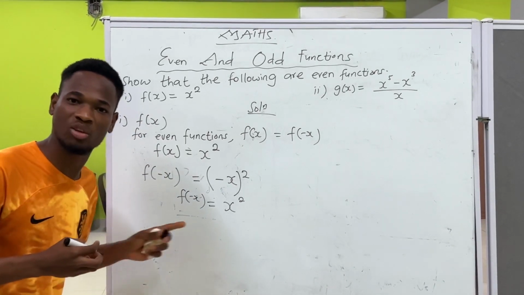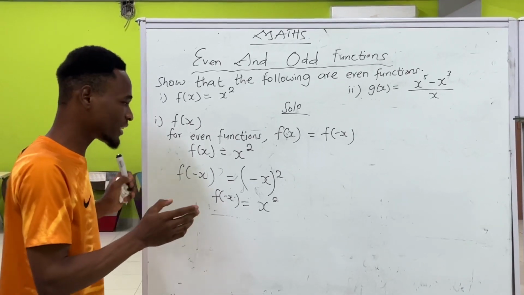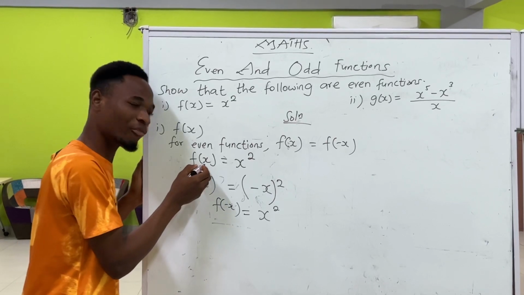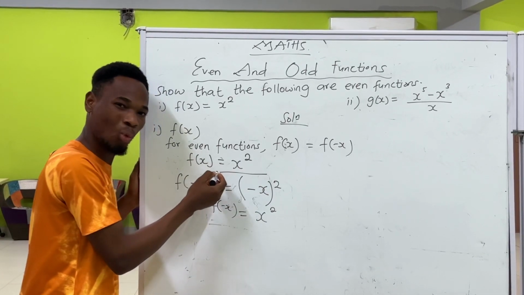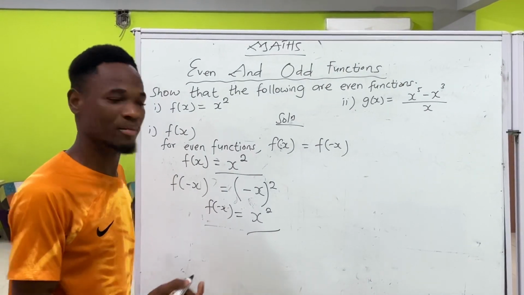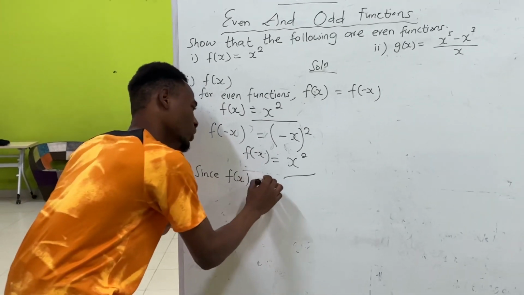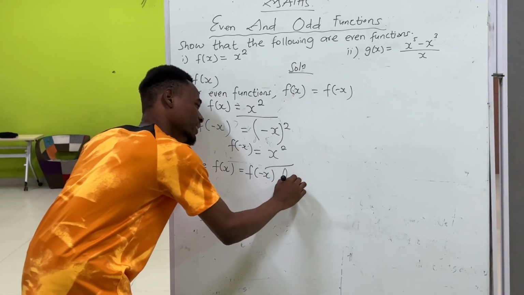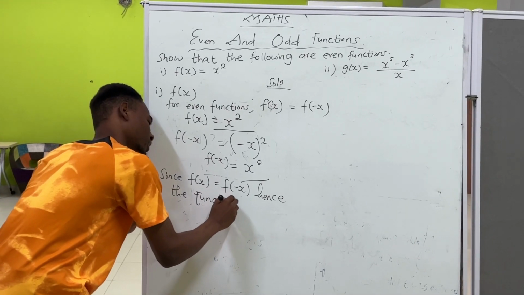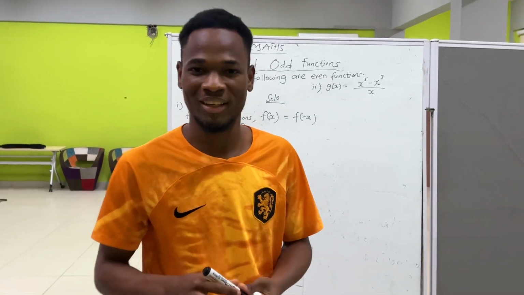What can you deduce here? What can you see? What can you visualize over here? You realize that f of x is equal to f of negative x. Why? Because f of x is giving me x squared, whereas f of negative x is also giving me what? x squared. So they are the same. So say since f of x equals f of negative x, hence the function is what? Is even. As simple as that.